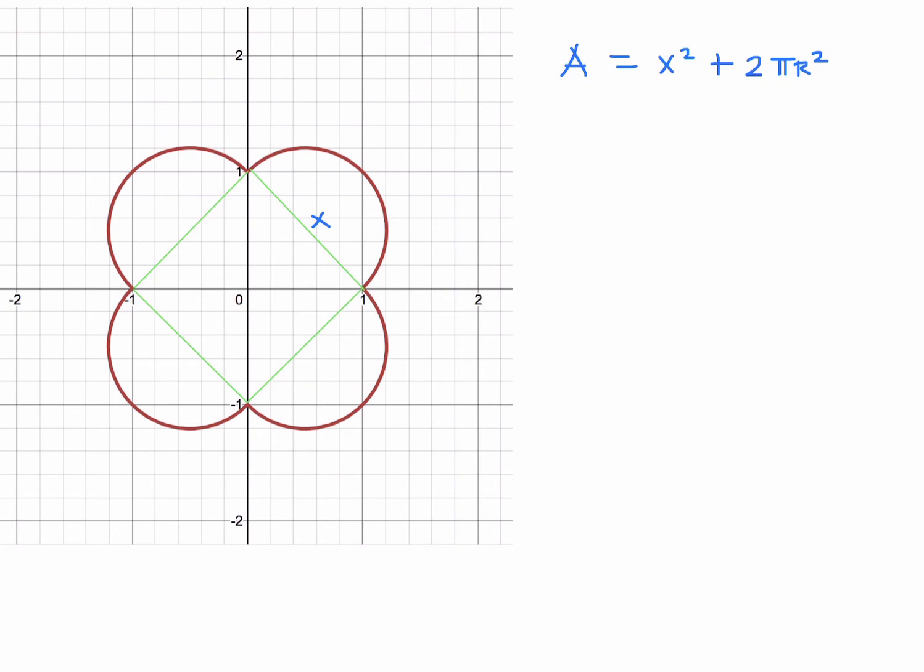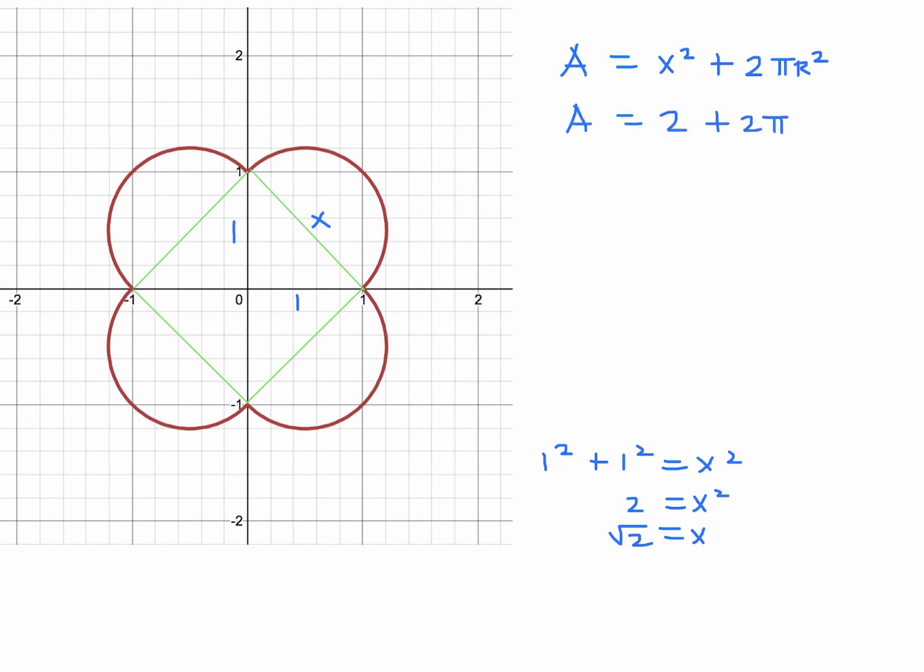So here we go. From here to here is 1, and so is that. So we can easily figure out x using Pythagoras. 1 squared plus 1 squared is x squared. So x squared is equal to 2, so x is the square root of 2. So the area of the square is equal to x squared, which is just 2.